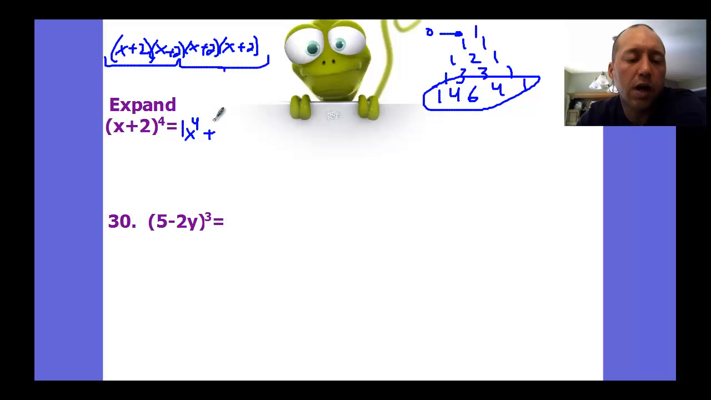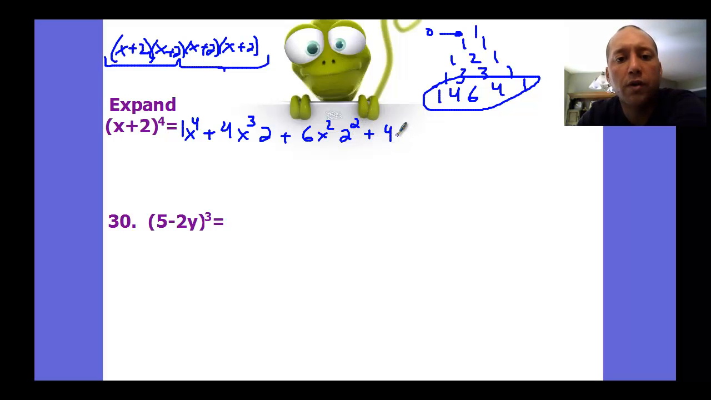So I'm not going to include it. Plus 4x cubed times 2 to the 1st power, plus 6x squared times 2 squared, plus 4x to the 1st times 2 to the 3rd, plus 1x to the 0 times 2 to the 4th. And so it's the same patterns we were just looking at in the first slide.